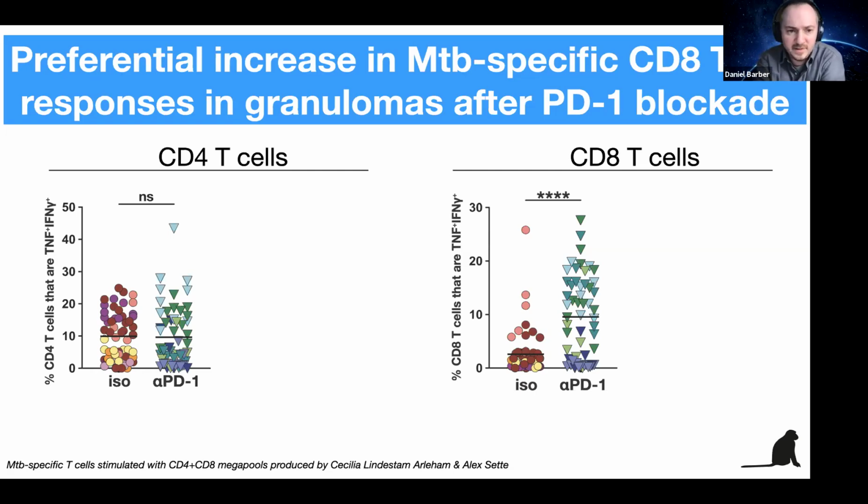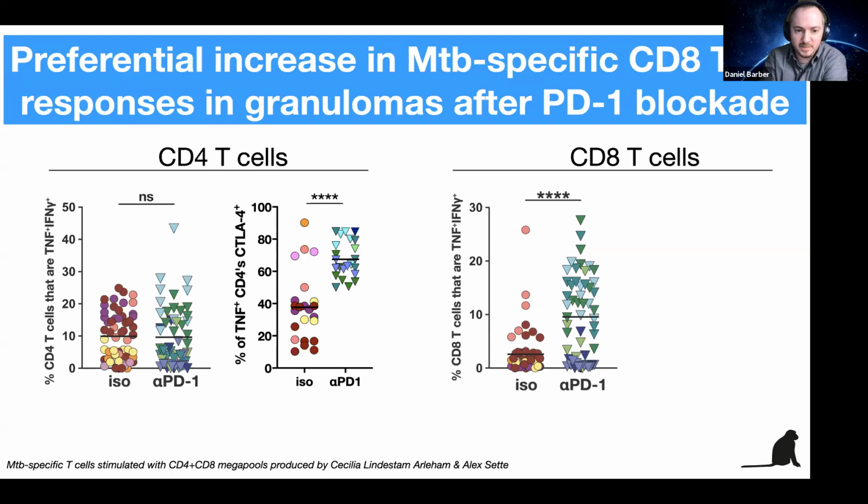Now, I'm not going to go through all the functional data. We looked at a large number of cytokines by intracellular cytokine staining, and we did not increase the function of the CD4s at all. In fact, one of the things that we noticed when we looked at other markers was that the biggest change we saw of everything we analyzed was a large increase in the expression of another inhibitory receptor, CTLA4. So blocking PD-1 didn't boost CD4s, and it just made them operate at higher levels of another inhibitory receptor.